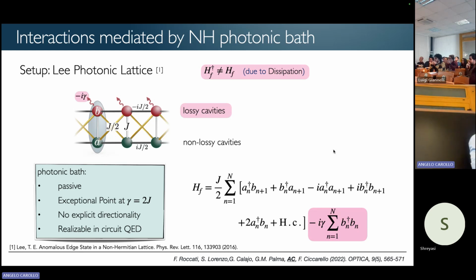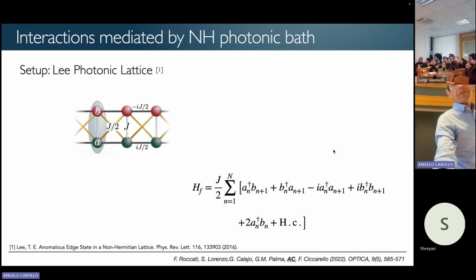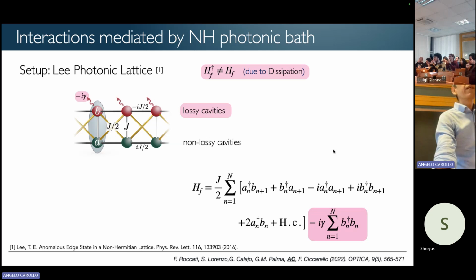Yes. There is one exceptional point in this lattice, and it is given by gamma equals 2J. J is the interaction expressed here. Gamma is the loss rate. Now you see there is no explicit directionality, so it's perfectly symmetric if you go right and left. And this is lossy. Passive means that it can be done easily in cavity QED. The problem is cavity QED usually involves pumping, so it's very hard to do it in a clean way. But can you control losses? Experimentally, they can also devise losses in a reasonable way.